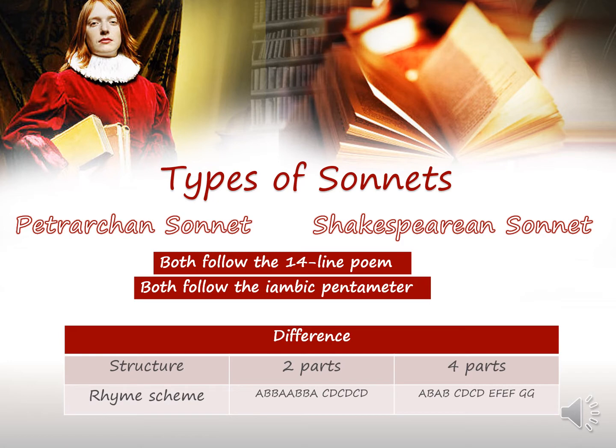The Italian is of two parts and follows the rhyme scheme A, B, B, A, A, B, B, A, C, D, C, D, C, D, while the English is of four parts and follows the rhyme scheme A, B, A, B, C, D, C, D, E, F, E, F, G, G.